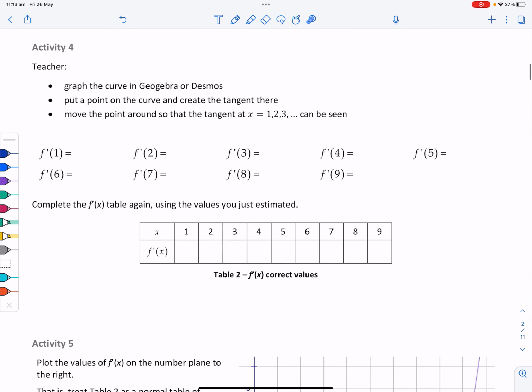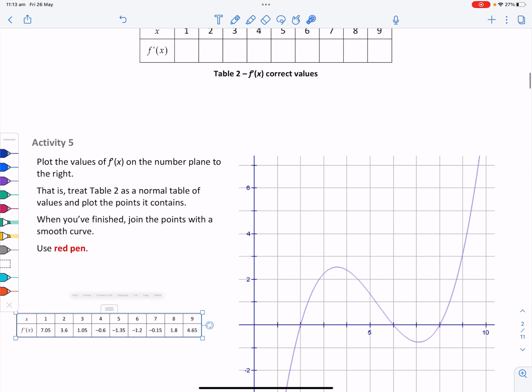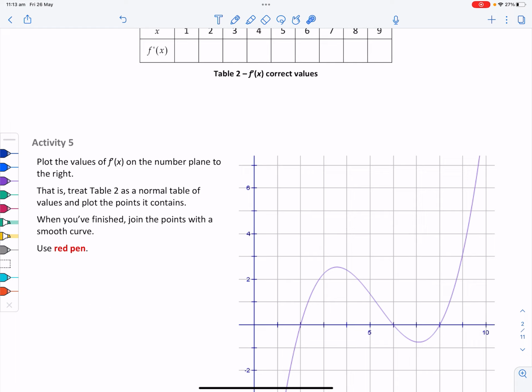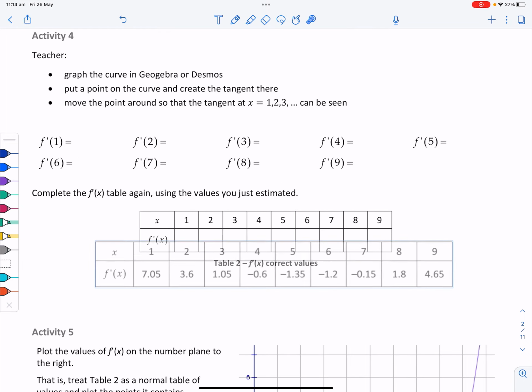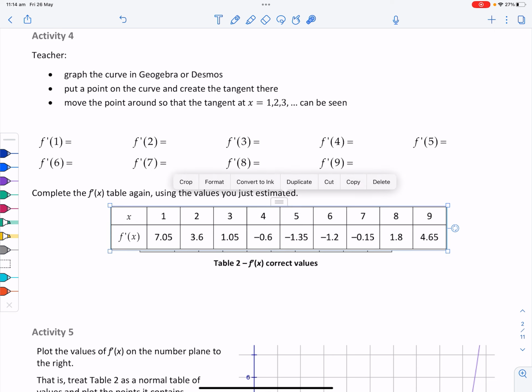Okay, so what are the values? I've got them here. There we go. All right. There are the values. The values themselves aren't important. Just your understanding of what they represent is important.